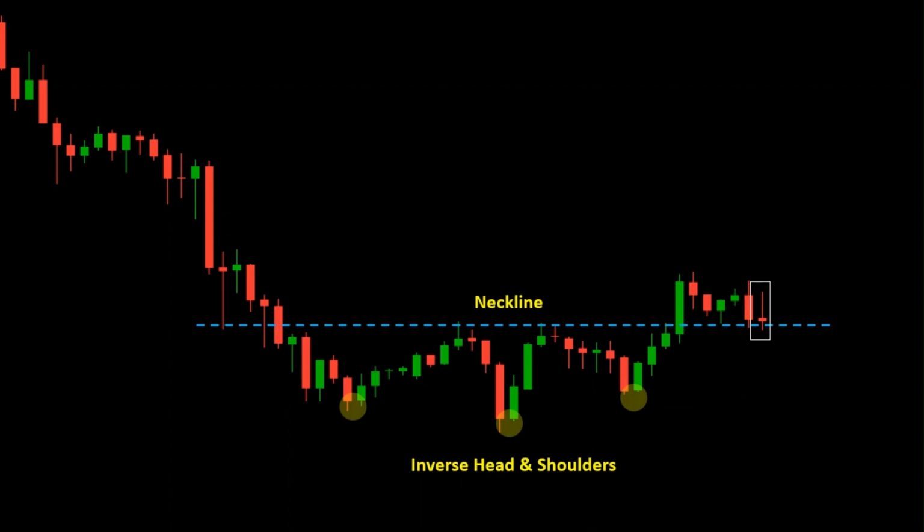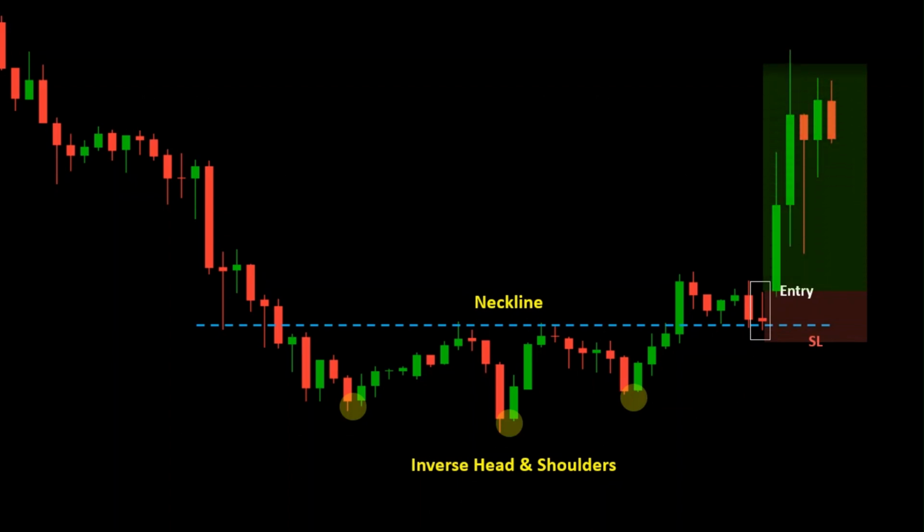Once a confirmation candle forms near the neckline, that becomes our entry point for a buy position. Place your stop loss below the low of the confirmation candle, and aim for the next key resistance level as your take profit target.